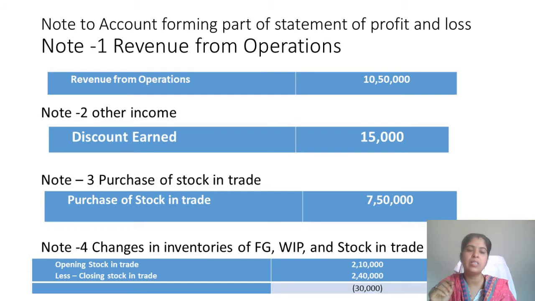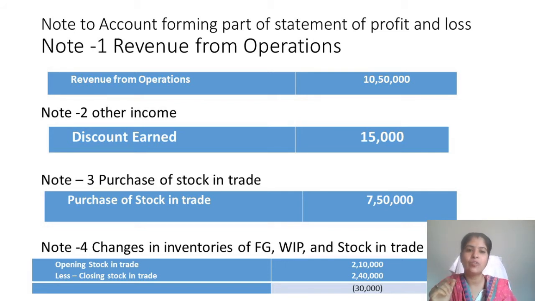Other incomes is nothing but the discount given on the credit side of the trial balance, as it is discount earned, 15,000. Note number 3, purchase of stock in trade. Purchase of stock in trade is 7,50,000. Note number 4, changes in inventories of finished goods, work in progress or stock in trade.